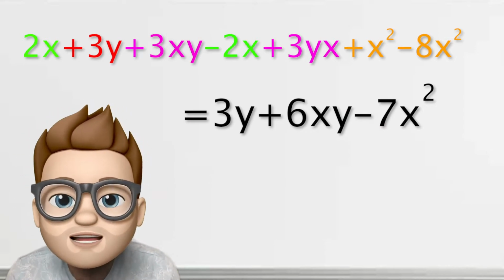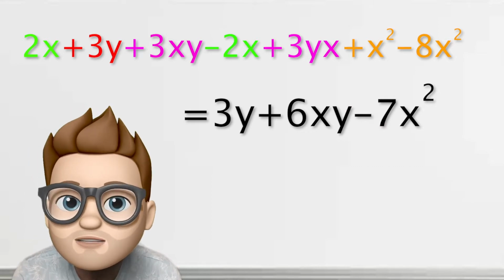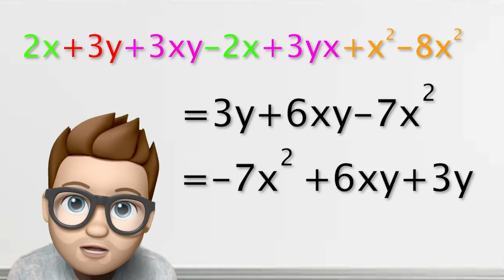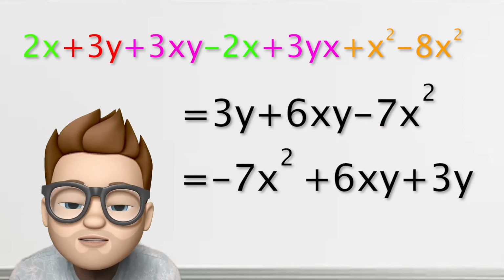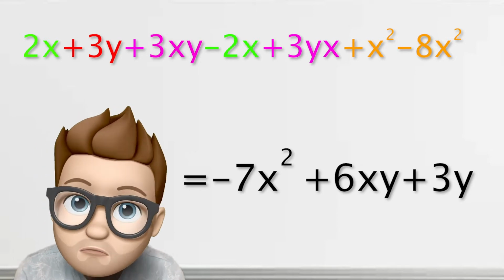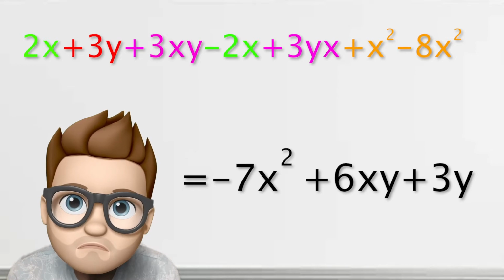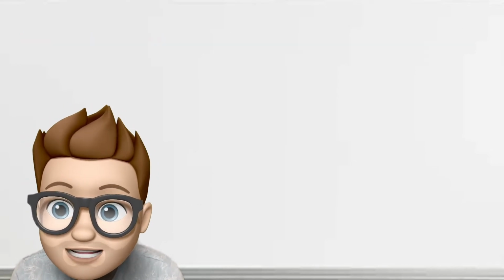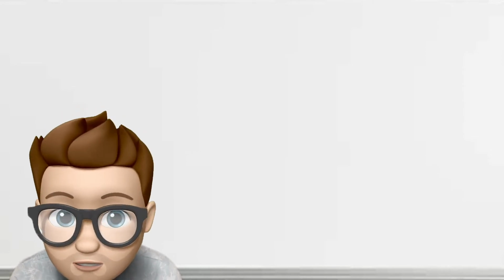Now, typically we like to write this in a nice form where we have our highest exponent first, or our highest degree first. So the x squared, that's our biggest degree. That's the number with the highest exponent, so we write that first. So we'd say negative 7x squared plus 6xy plus 3y. And there you have it. That's it. That's all. We've done it. We know how to add, subtract polynomials. We know what a polynomial is.